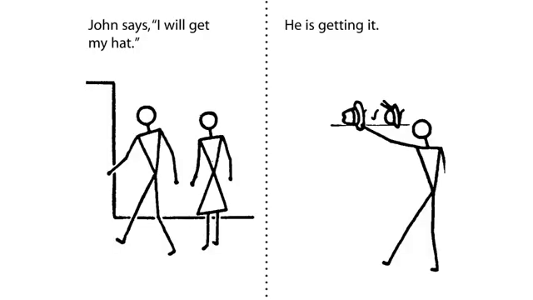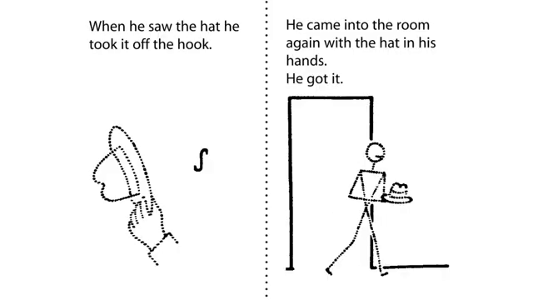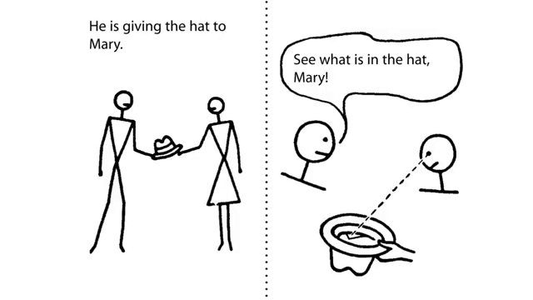John says, "I will get my hat." He is getting it. Did he get it? Yes, he has it. He went out of the room. When he saw the hat, he took it off the hook. He came into the room again with the hat in his hands. He got it. He is giving the hat to Mary. See what is in the hat, Mary?